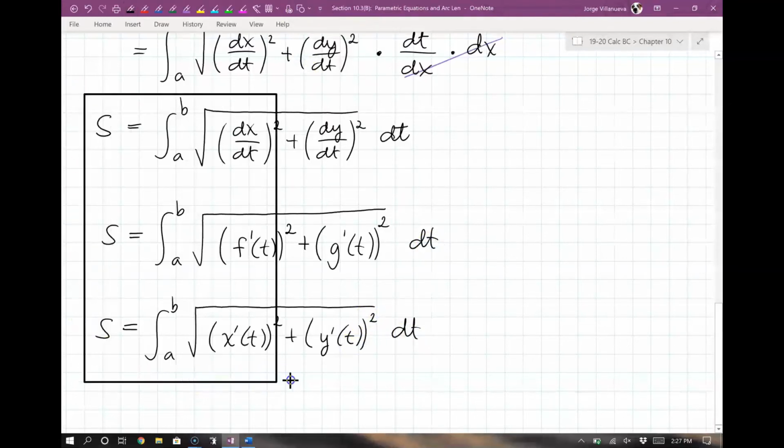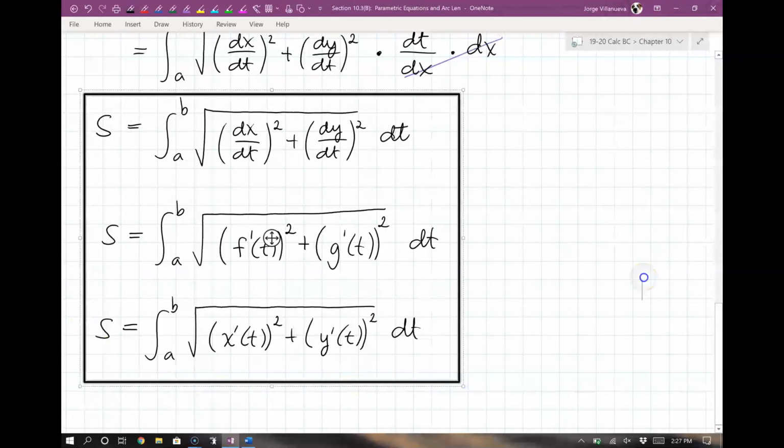Now, all these three are acceptable in using. It just depends what you prefer to see. Okay? So completely up to you, your choice.